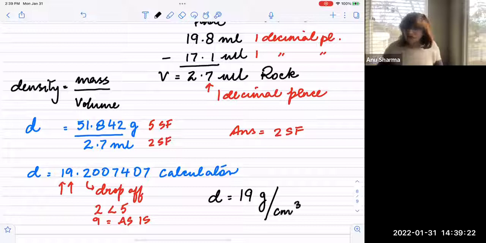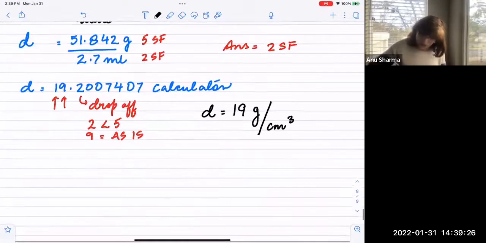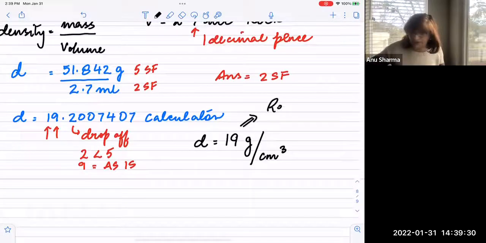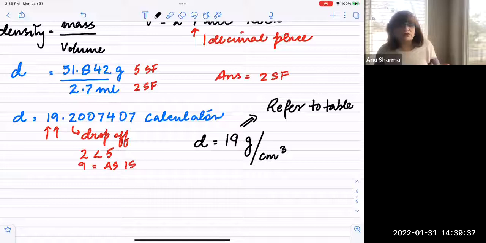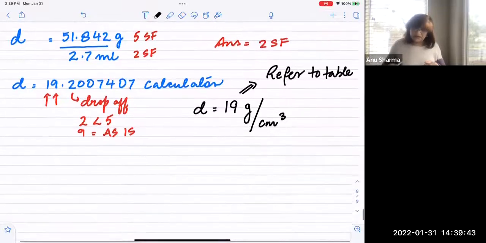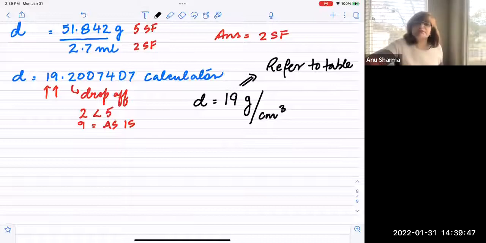So centimeter cube. There are tables you can refer to and see how close these numbers are to the known densities. In this case, it is gold that is close to 19. So the object might be gold. Okay, now let's look at another problem.